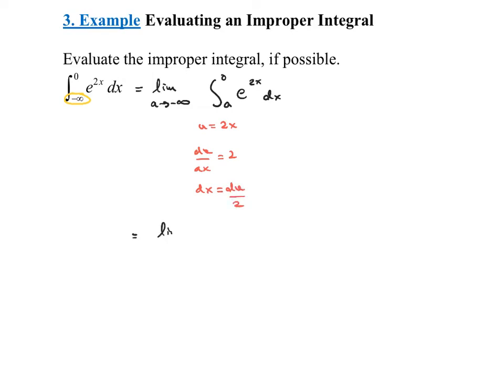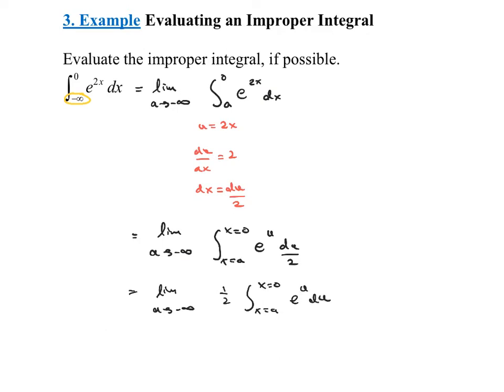So what does this look like? Well, we'll rewrite it as the limit as a approaches negative infinity, and this is the integral from x equals a to x equals 0 of e to the u, and then you have du over 2. This is just a simple u substitution problem. If I wanted to pull that out, it would be the limit as a goes to negative infinity of 1/2 times the integral from x equals a to x equals 0 of e to the u du. All I did was pull out that 1/2, nothing else has changed.